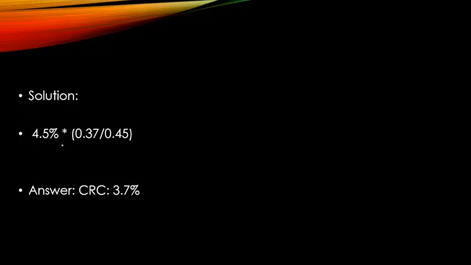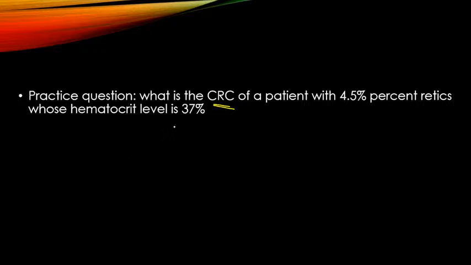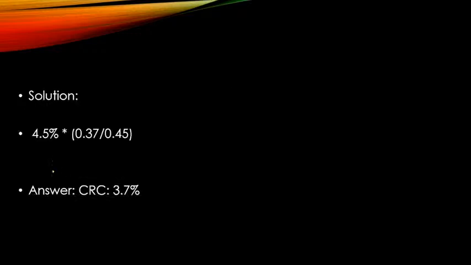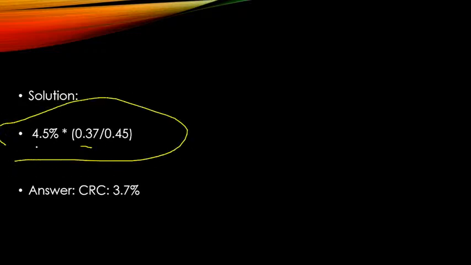Okay? You need to convert first the hematocrit to liter per liter. So divide it by 1,000, divided by 100. You're going to come up with 0.37. Okay? Everything else will be pretty much straightforward. 4.5% multiplied by 37 multiplied by open close parenthesis 0.35 divided by 0.45, you're going to get the result of 3.7%.